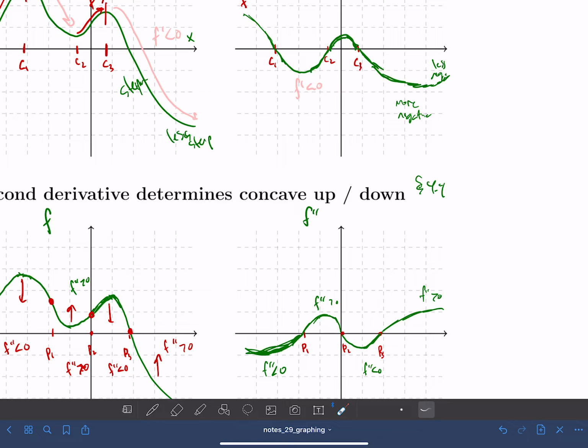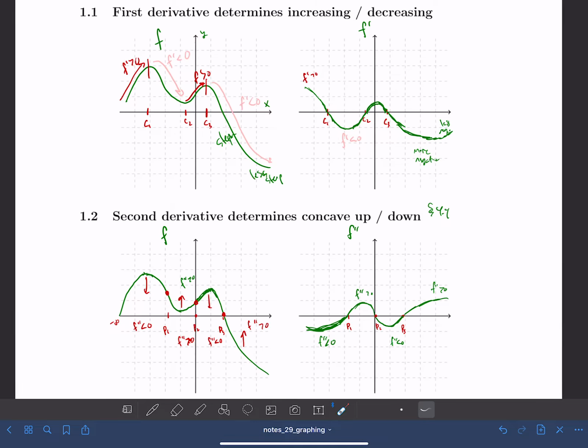And then where this function is decreasing, this one down here is negative. Where this one is increasing, this one's positive. Where this one's decreasing, this one should be negative. Yep. And then increasing, and this one is positive. So there's a slight discrepancy about that mapping. But whatever. All right. So that's increasing, decreasing, concave up, concave down.